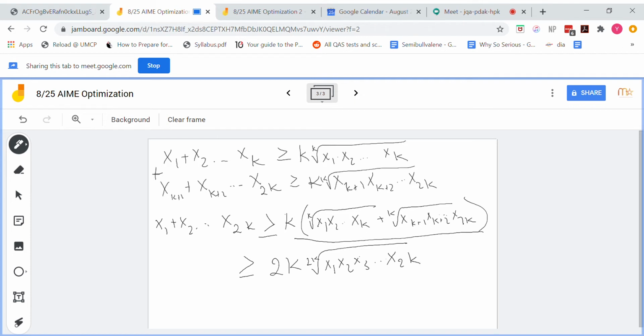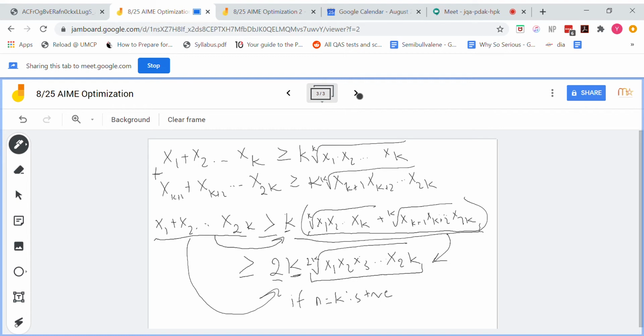So is this true? Well, if we apply the AM-GM inequality on this inner expression, then we end up with 2 times the 2kth root of this product, and then we multiply by the k at the end. And so the second inequality right here holds in general. Therefore, this is greater than this, which is greater than this, and so this one must be greater than this one by transitivity of inequality. In general, if n equals k is true, then n equals 2k is also true.